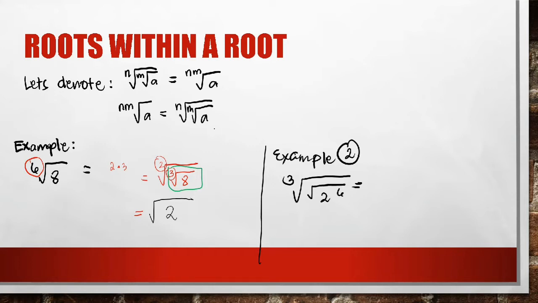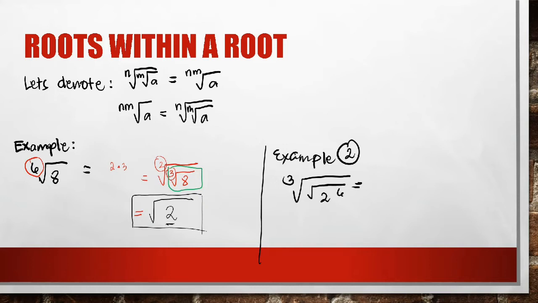Again, we have simplified first the cube root of 8, which is 2, but we haven't simplified yet the square root. Now let's get the square root of 2. Since 2 is not a perfect square, our answer is the square root of 2. So now, let's proceed with the next example.